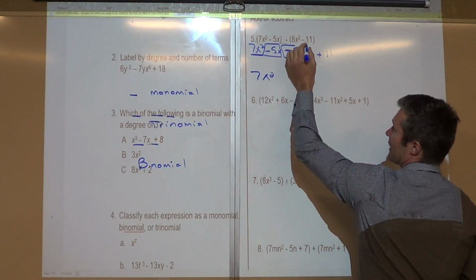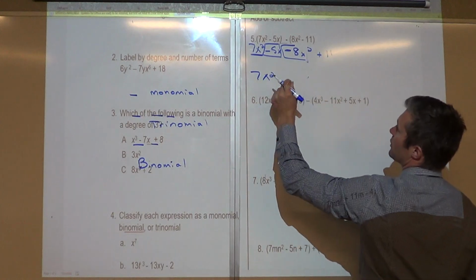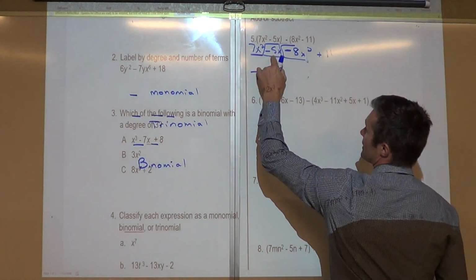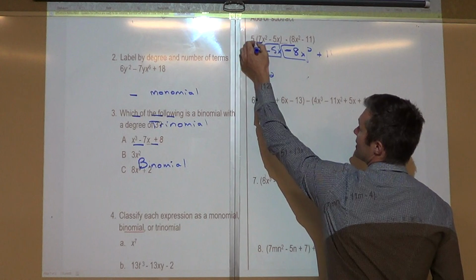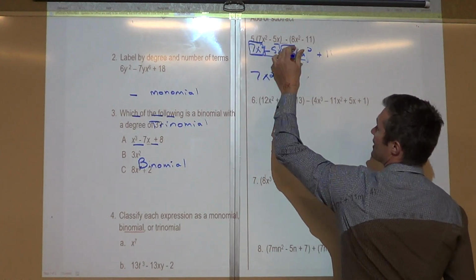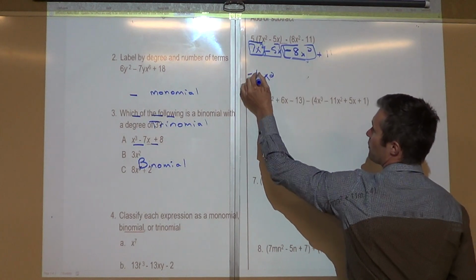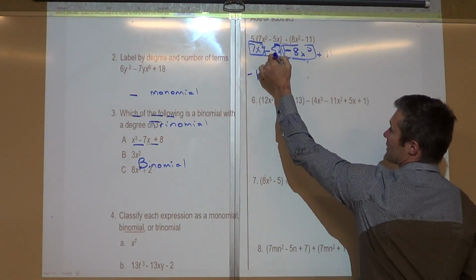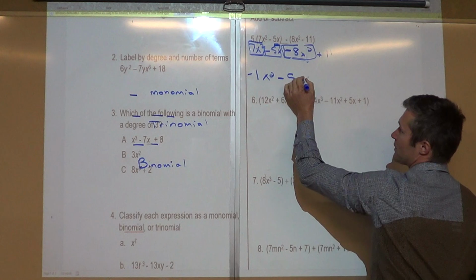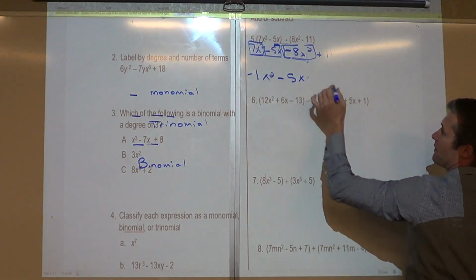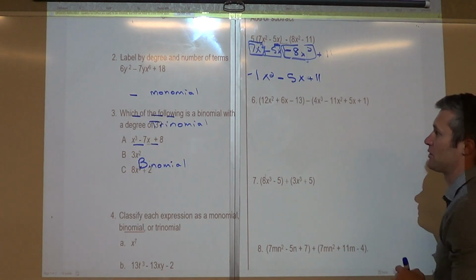5x and 8, whoops, excuse me, I was wrong. Okay, so 7x squared goes with the 8x squared. So 7 minus 8 is negative 1x squared. 5x is the one that's by itself. So I just say minus 5x and then plus 11 because it doesn't have any like terms.